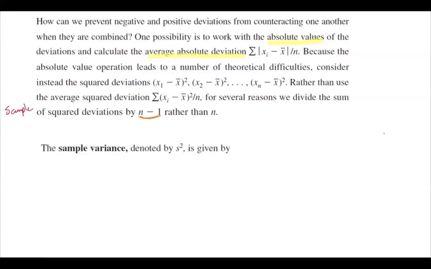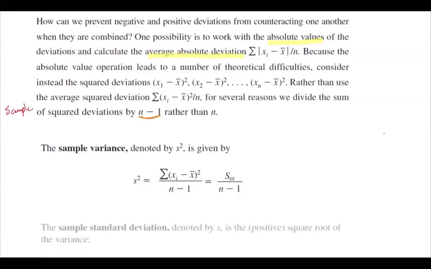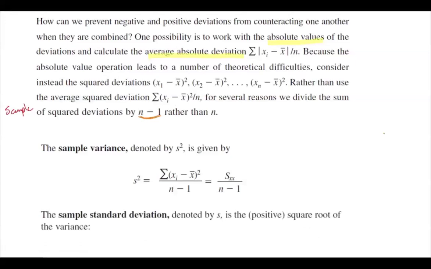The sample variance, which is denoted by s squared, is given by the summation of deviations to the second power divided by n minus 1, or S sub xx divided by n minus 1. The sample standard deviation, denoted by s, is the square root of the variance. So standard deviation is the square root of the variance, everybody.